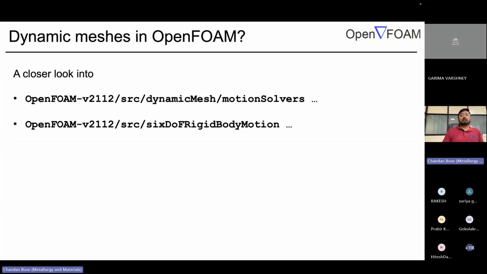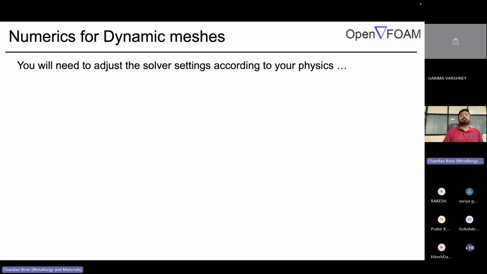Okay, so we don't have time, but you need to have a closer look. I'm not going to show you hands-on, but you can go and have a closer look into these folders, which are located in the source code folder of your installation directory. The SRC folder, or the source code folder, has a folder called dynamicMesh. Within that, you have motion solvers. It also has different FSI, or fluid structure interaction, related dynamic meshing solvers, such as the six degree of freedom rigid body motion solver. So please have a look into it.